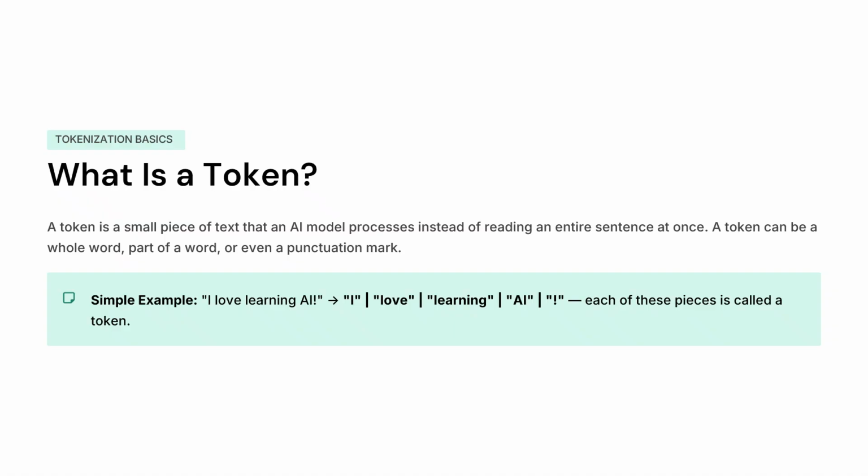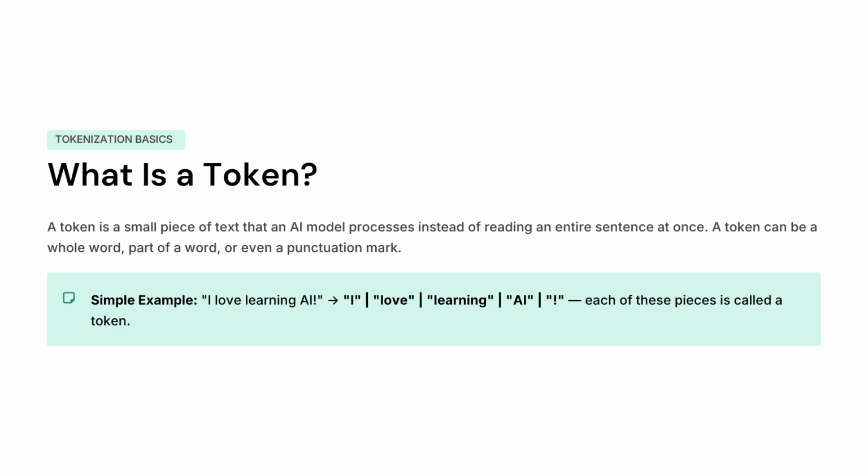So what exactly is a token? A token is a small piece of text that an AI model can process. It can be an entire word, a letter, or a subword. For example, we can break "I love learning AI" into "I", "love", "learning", "AI". This is an example of word-based tokenization, where each word is treated as a token.